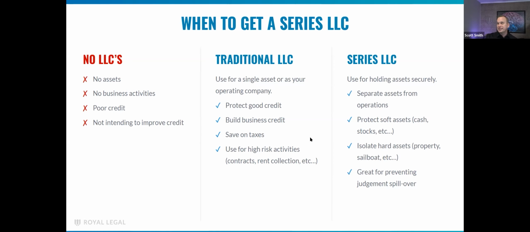Additionally, here is our Series LLC, which is where we protect all of our assets, separating our assets from our operations. Our traditional LLC is our operations. Our Series LLC is to hold our assets. It's going to protect our soft assets, which are like cash, stocks, etc. It's going to isolate and protect any of our hard assets. That's your pieces of real estate, your sailboat, your cars, whatever the case might be. And this is great for preventing what we call a judgment spillover, which is a lawsuit against one asset or against us spilling over into any of our other assets.